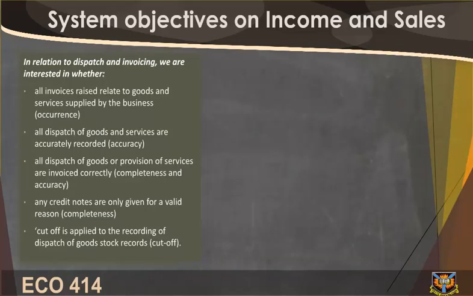In relation to dispatch and invoicing, we are interested in whether all invoices raised relate to goods and services supplied by the business: occurrence. All dispatch of goods and services are accurately recorded: accuracy. All dispatch of goods or provision of services are invoiced correctly: completeness and accuracy. Any credit notes are only given for a valid reason: completeness. Cutoff is applied to the recording of dispatch of goods, stock records: cutoff.